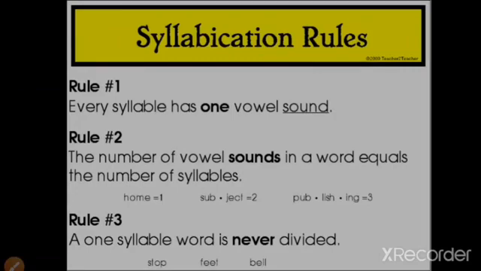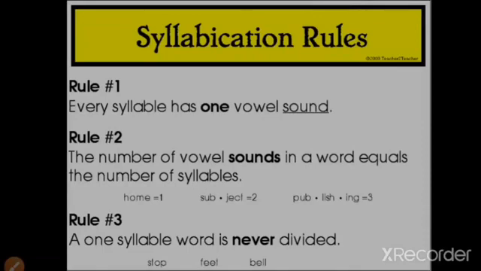Every syllable has one vowel sound. Rule 2. The number of vowel sounds in a word equals the number of syllables. Students, here you have to understand one thing: it is the number of vowel sounds, not the number of vowel letters. It's very important. Example, you can see here, home.